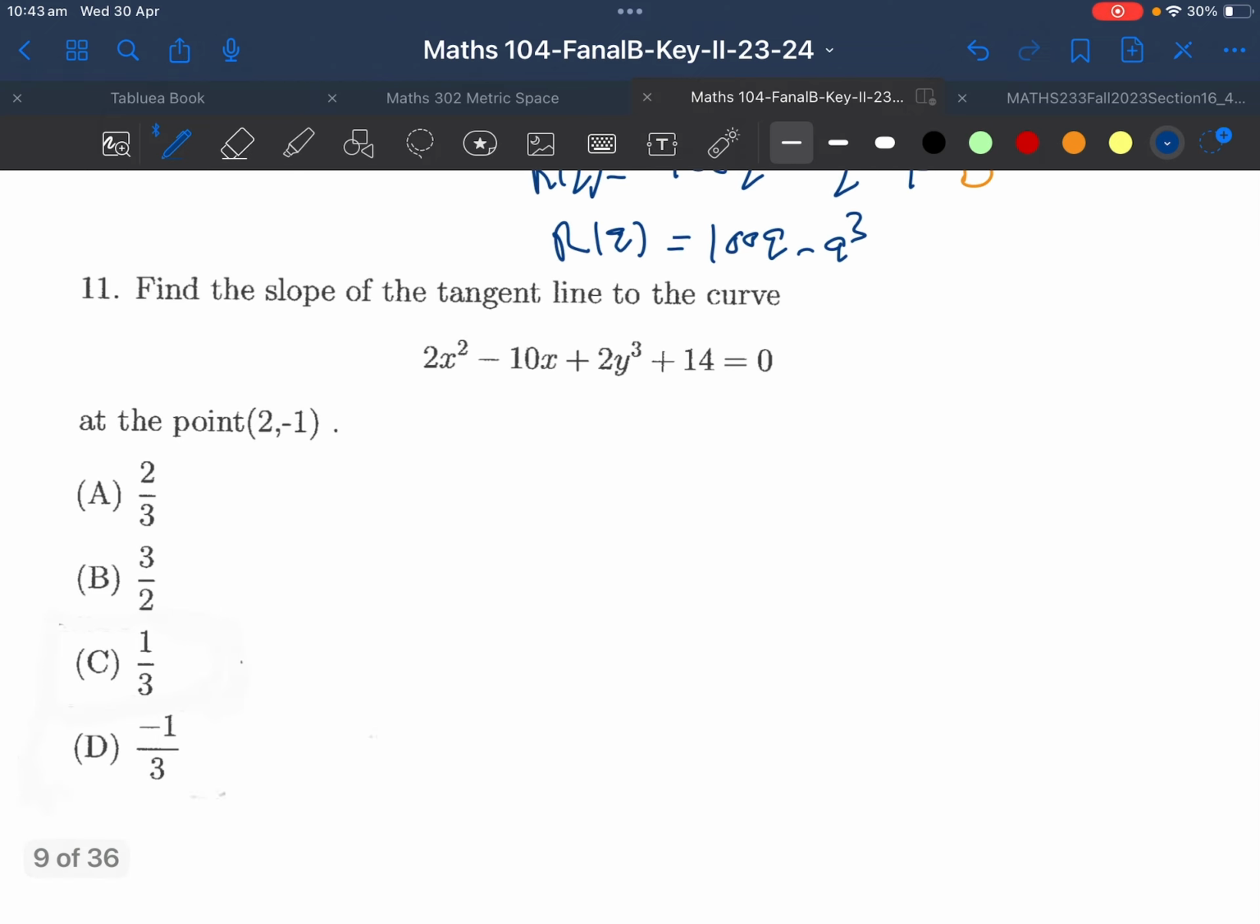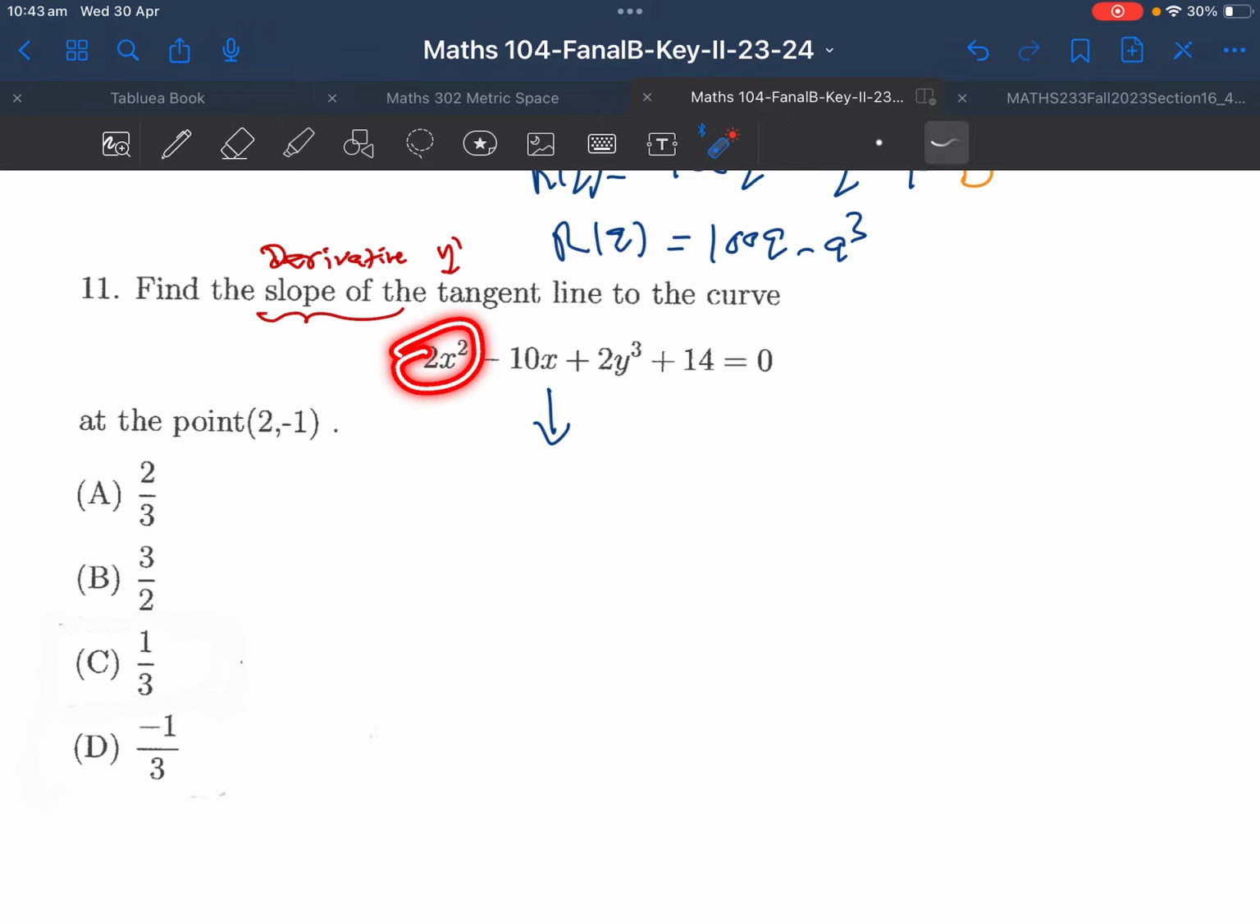Question 11, find the slope of the tangent line. What does it mean, slope of the tangent line? Slope of a tangent line means derivative, which we call y prime. How do we find the derivative? Remember, we just need to do implicit differentiation.